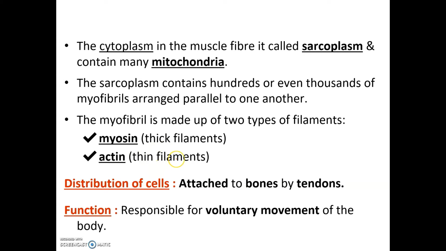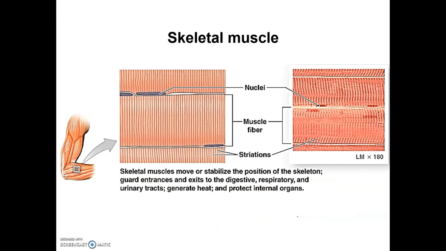Where can we find skeletal muscle? It is attached to the bone or the skeleton. That's why it is known as skeletal muscle. Its function is for voluntary movement of the body. Okay, so we can see the striation in the skeletal muscle.